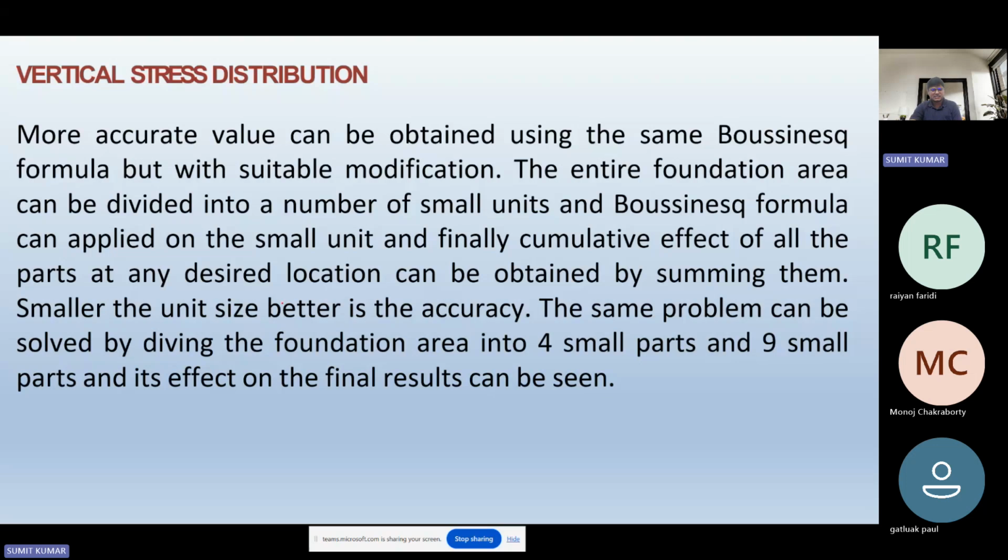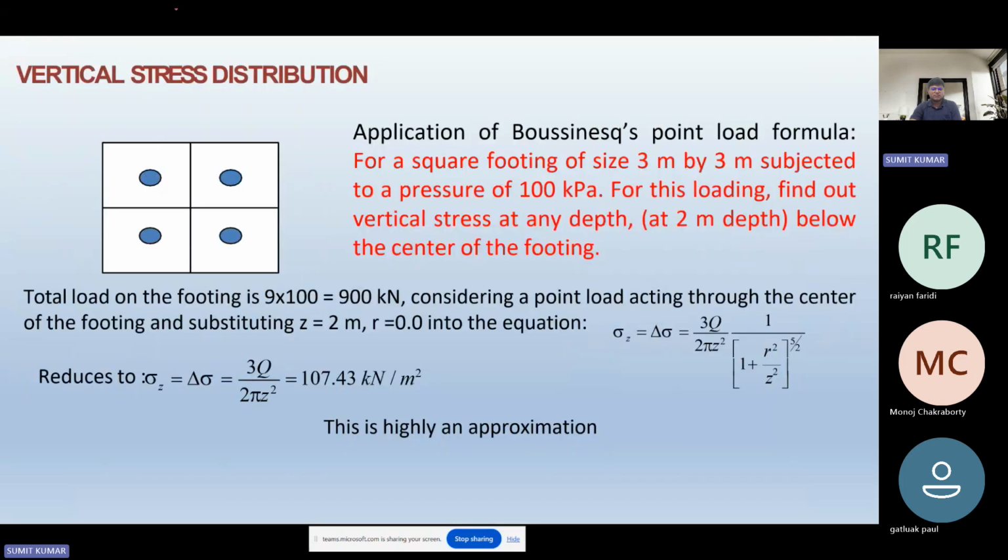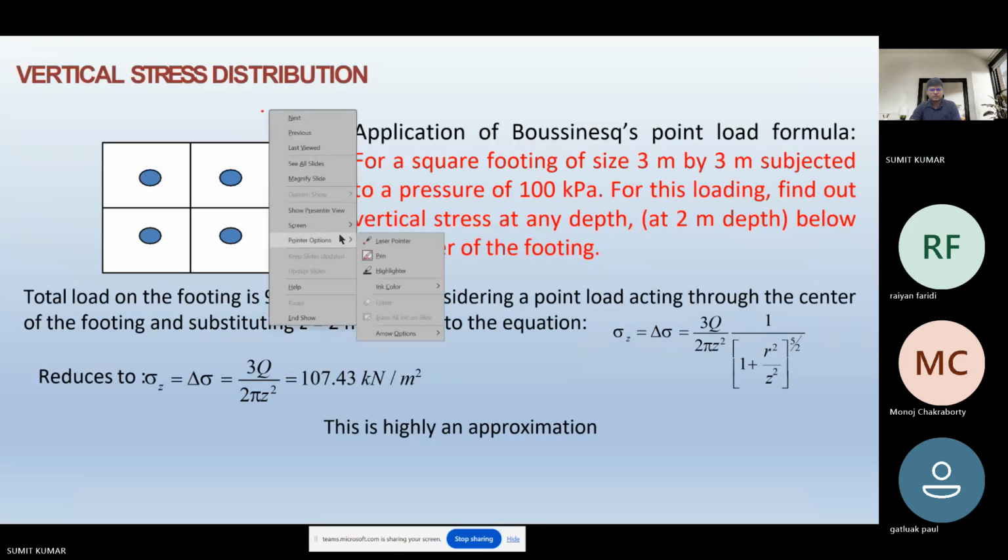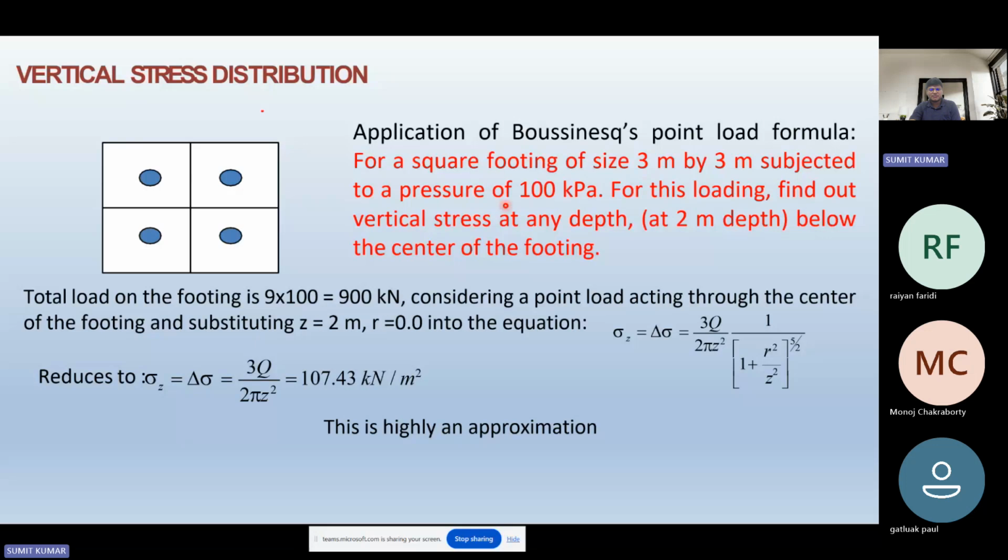So what they are saying is that in this problem we have calculated Q by multiplying 100 kPa into 3 into 3, but we could divide it into 4 equal areas. Suppose this is 1.5 into 1.5, and this is also 1.5 into 1.5. We calculate the stress from this at this point, and then sum all of them. Then also we are able to calculate the stress.